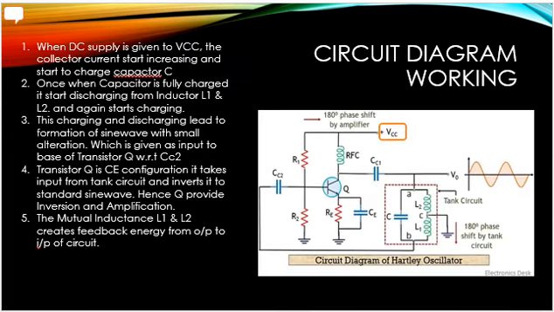Next is the circuit diagram working. Starting with the working, the first parameter is whenever the DC voltage is given to the VCC. As it is an oscillator, we provide a DC voltage as a source to it, and the output voltage will be created accordingly. So the DC supply is given to the VCC and that is given to the collector junction, which causes the current to start increasing.